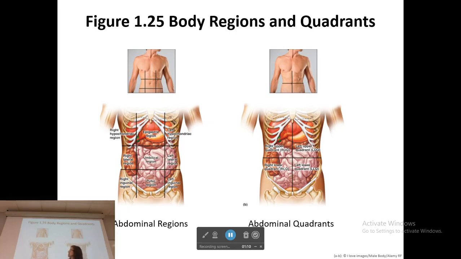All of these are regions, okay? So when you get a grid like that, don't put quadrants on it. Quad, you've got to get a grid like this where there's 4. So that's going to be quadrants. That's going to be the 9 regions, okay? So you need to study that and look at that in your book.